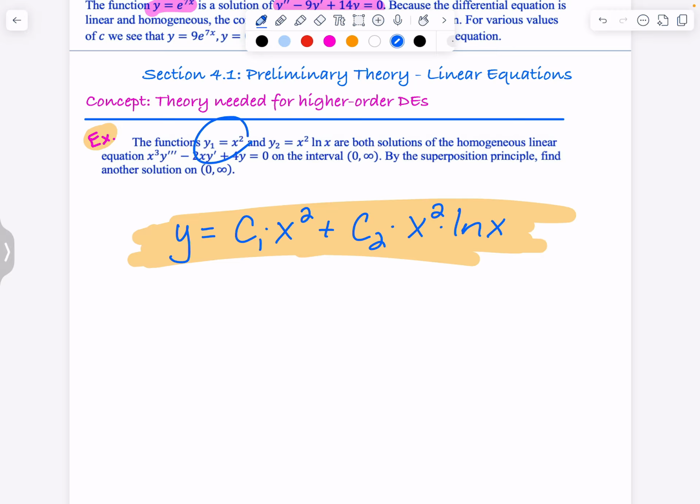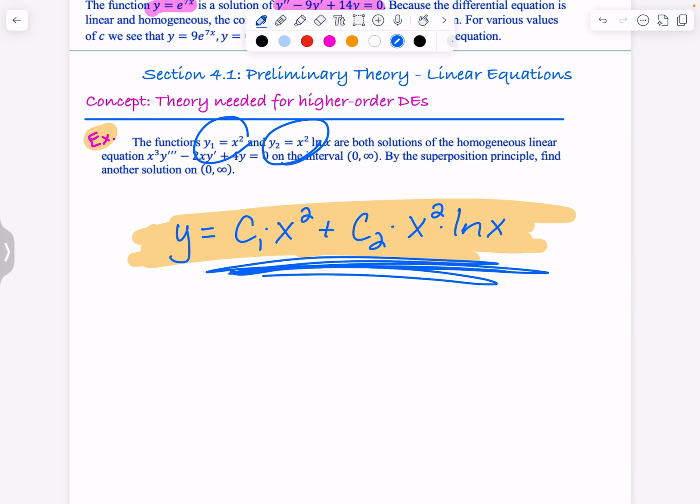I can get this one, I can get that one, and then I can get a bunch of other ones. The question is how do I determine whether this can give me every possible solution? If I pick different C's, can I get every solution? Or is there a Y3? Or is there a Y4? How do we determine that? So that's what the next video will answer.